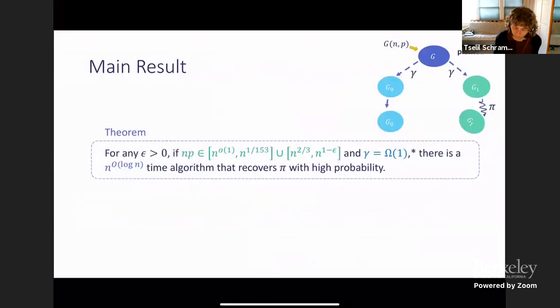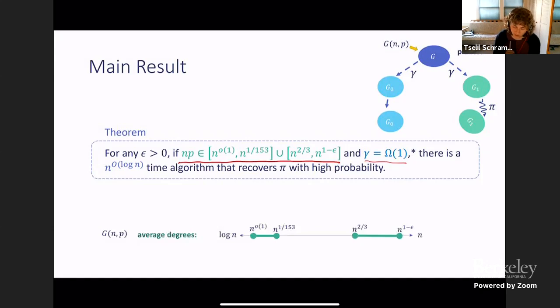Okay, so our result is that for p in a large range, which I want you to not think about too hard for now, I'll show you a little picture later, and for gamma bounded below by a constant, there's a quasi-polynomial time algorithm for recovering pi with high probability. So we get down from sub-exponential time to quasi-polynomial time, so we're almost efficient.